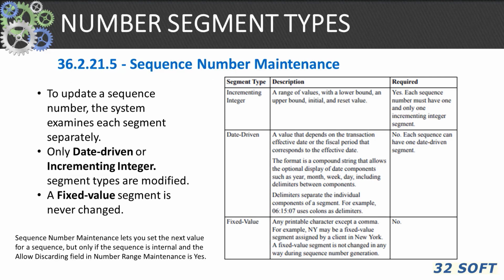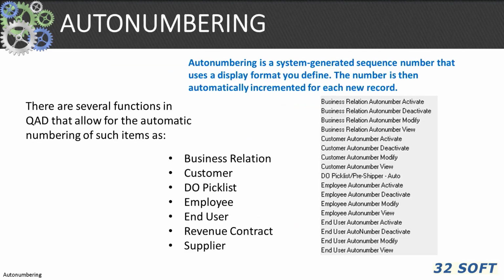36.2.21.5 sequence number maintenance defines whether the sequence uses incremental integers, date-driven integers, or fixed values. Auto-numbering in QAD is a function of the system-generated sequence numbers that are used to display formats you define for various elements. These numbers are automatically created for each new record.